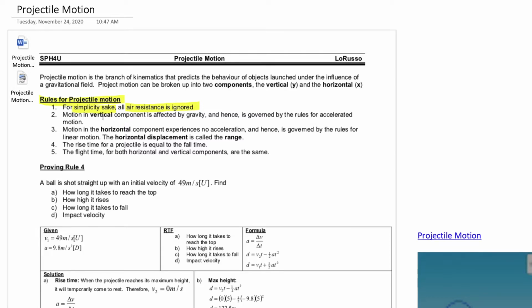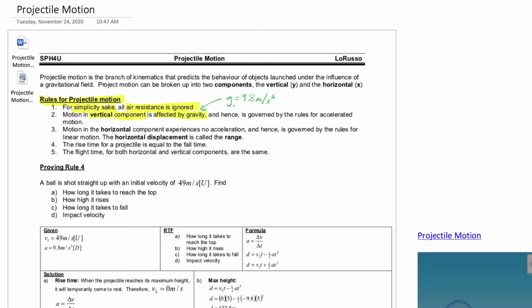The second rule, the vertical component is affected by gravity, specifically the acceleration due to gravity. Now, here's an important distinction. We use the symbol little g to represent the magnitude of the acceleration due to gravity, and that is approximately 9.8 meters per second squared. It's actually closer to 9.81, and that value does vary depending on where you are on Earth, but 9.8 meters per second squared is good enough.